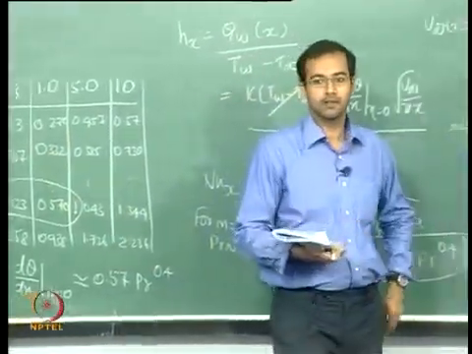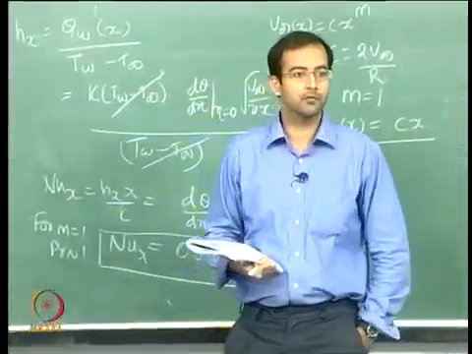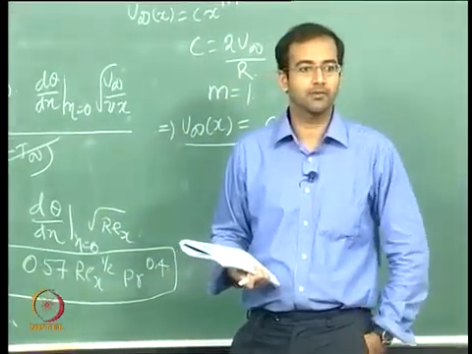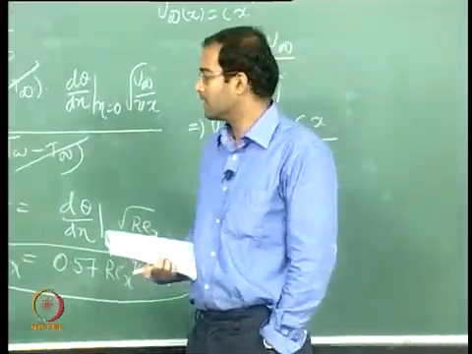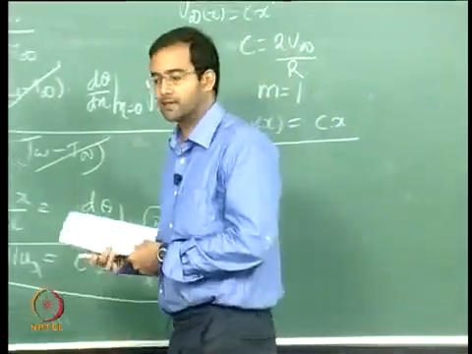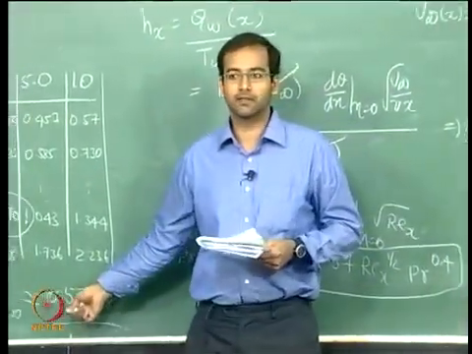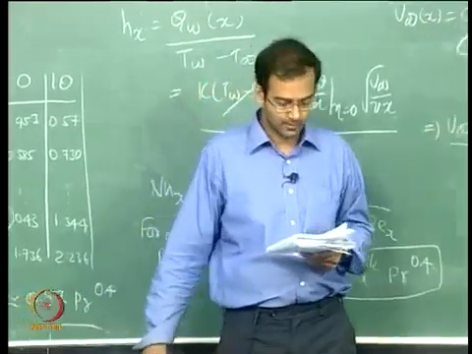Pohlhausen already did that. He did the curve fit for different values of Prandtl number, small Prandtl numbers, intermediate and large, and you can use those values. Okay, does it make sense? So this is a reasonably good fit for Prandtl number close to 1.